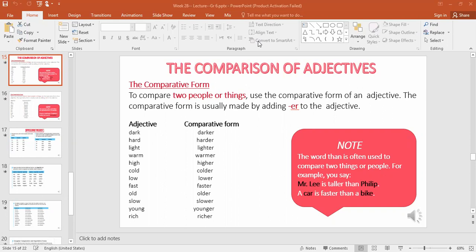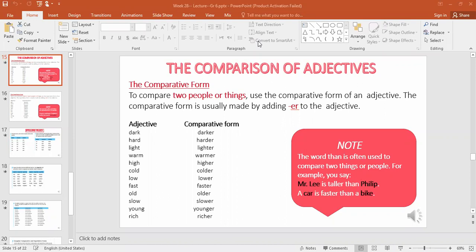A car is faster than a bike. What am I comparing here? Is my question very difficult? A car and a bike. Sound is lagging, I couldn't hear. What am I comparing here? A car and a bike. A car and a bike, very good. So I'm saying that the car is faster than a bike, okay?